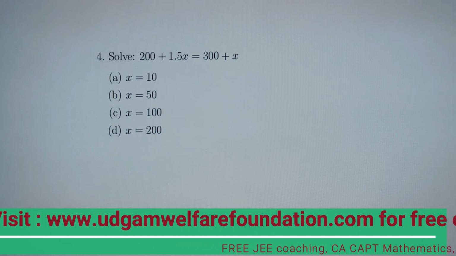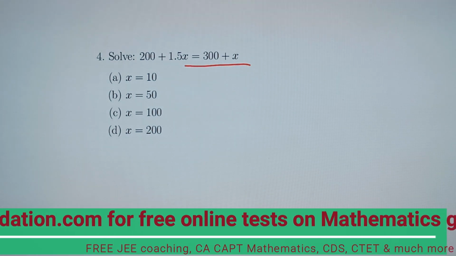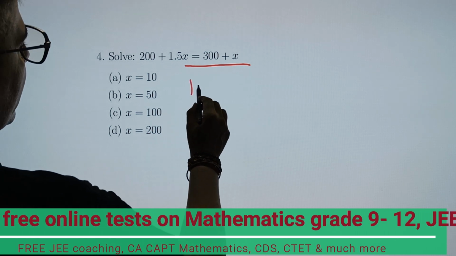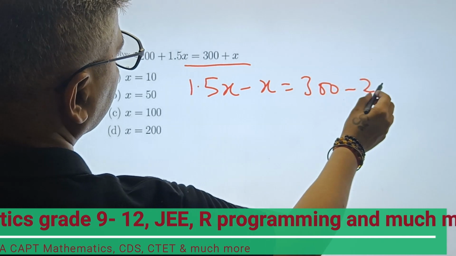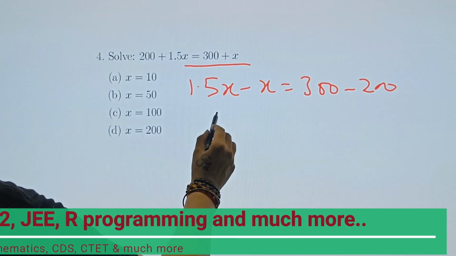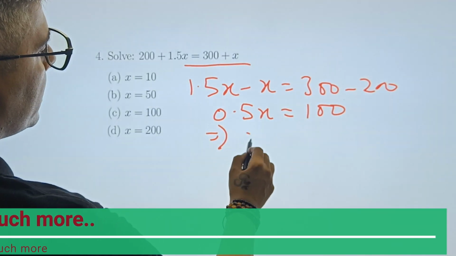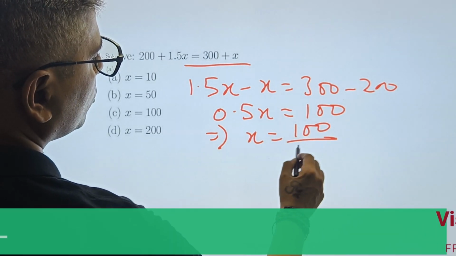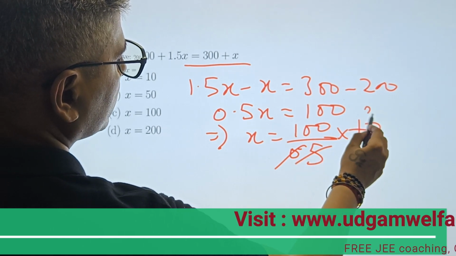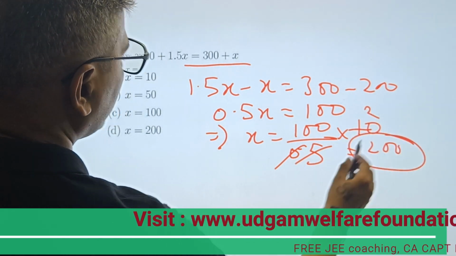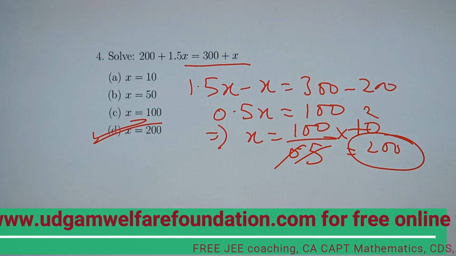Solve 200 plus 1.5x equals 300 plus x, which states we need to find the value of x here. Very simple. So let's write it this way. 1.5x minus x equals 300 minus 200, right? So 1.5x minus x is nothing but 0.5x equals 100. So this implies x equals 100 upon 0.5, which is 1000 upon 5. So x equals 200. So here option number D is our correct answer. Very simple and quite interesting.